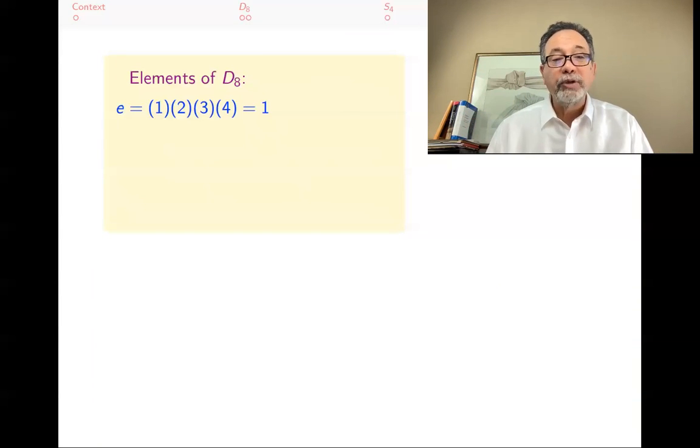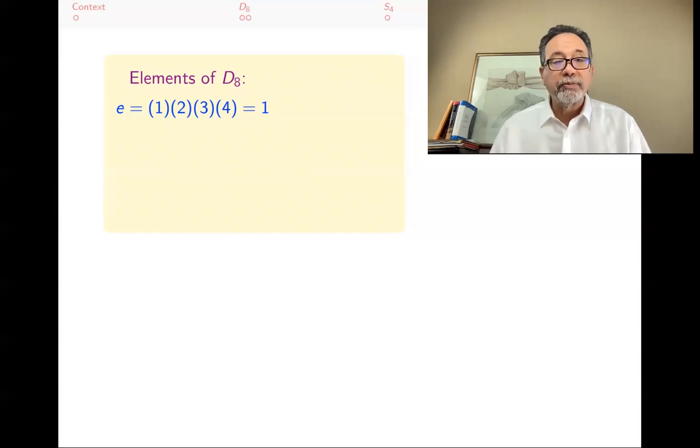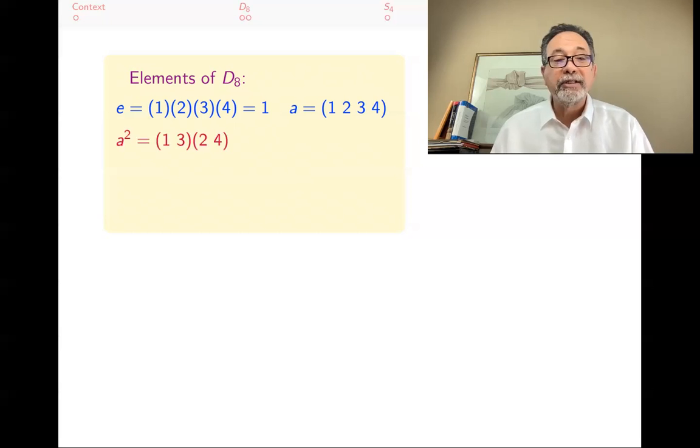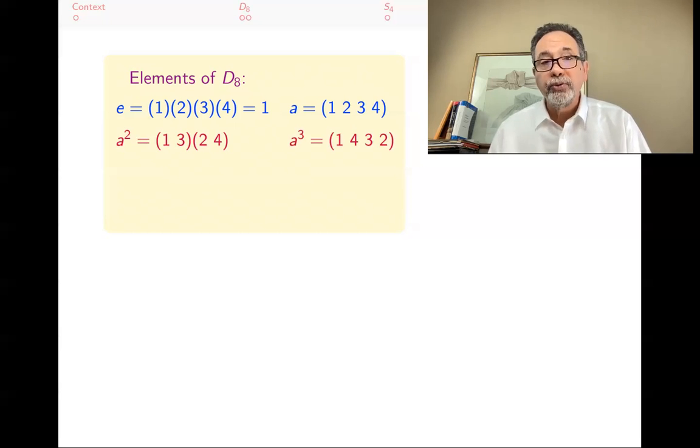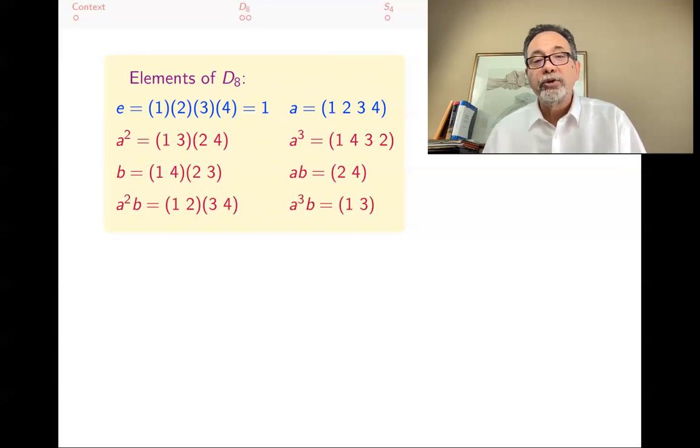The elements of D8, we can just write them down now. So identity is the one that fixes 1, 2, 3, and 4. I like to keep calling it E. Most people call it just 1, and that's perfectly fine. A is 1, 2, 3, 4. A squared is 1, 3, 2, 4. A cubed is 1, 4, 3, 2. B is 1, 4, 2, 3. AB is 2, 4. A squared B is 1, 2, 3, 4. And A cubed B is 1, 3.